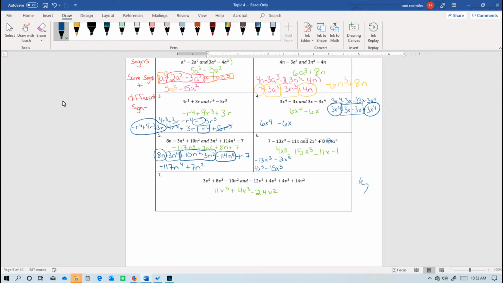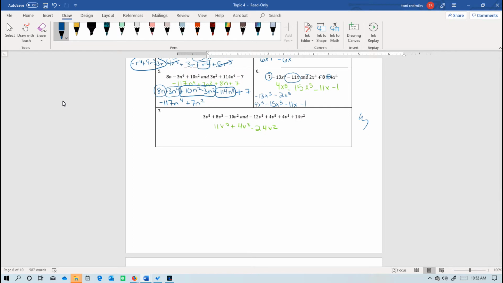All right, I don't have any degree of power of 2, but I do have a degree of power of 1, and it is not like anything, so it's just going to hang out in my answer. All right, and then the last thing I have is these constant terms. And remember, this one's now a negative 8. So 7 minus 8 is going to be minus 1.